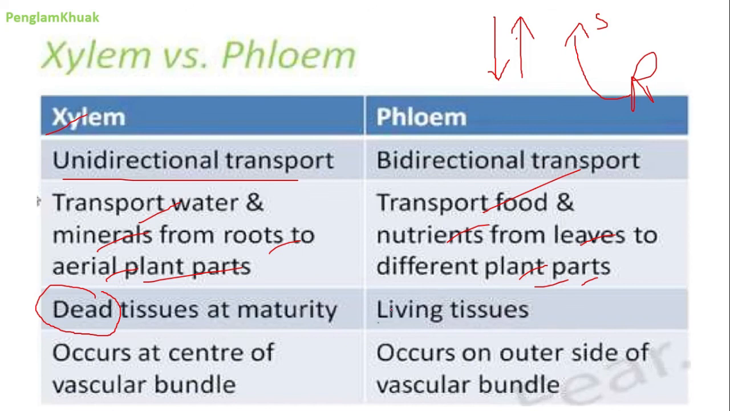Phloem cells are mostly alive, except phloem fiber. Suppose this is a vascular bundle, we have cambium, xylem and phloem. Xylem occurs at the center of the vascular bundle, and phloem occurs on the outer side. This is the outer side. Phloem will be outside the cambium, because of that it is called the outer side of the vascular bundle.